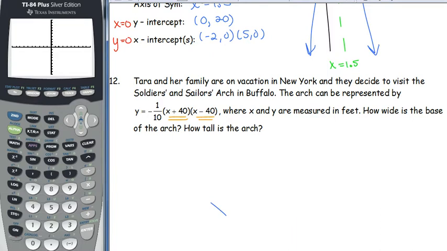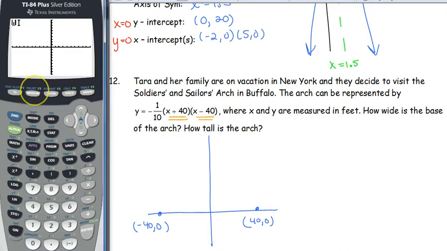Alright, so what I'm going to do before I even go to my calculator is I have a general idea of what this is going to look like. I know that I'm going to have an x-intercept over here at a negative 40, 0. And I'm going to have an x-intercept over here at a positive 40, 0. That's going to help me find my graph in my calculator.